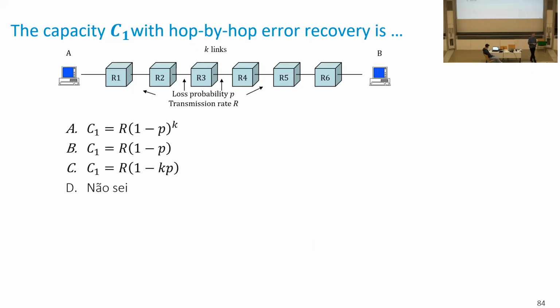Or more exactly, could you guess? What is your best guess for the capacity of this system? If we do hop by hop error recovery, what capacity will we obtain end-to-end?